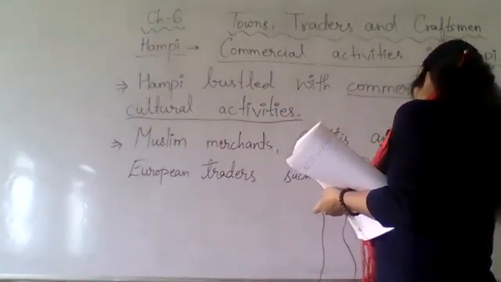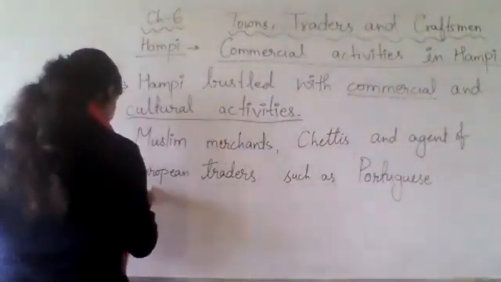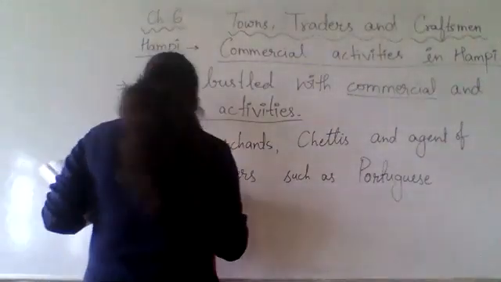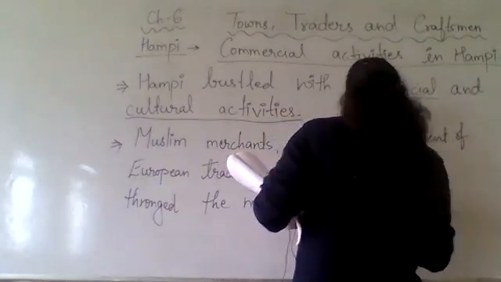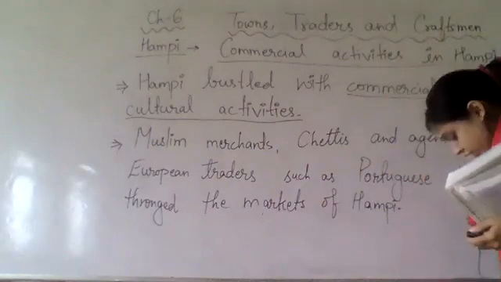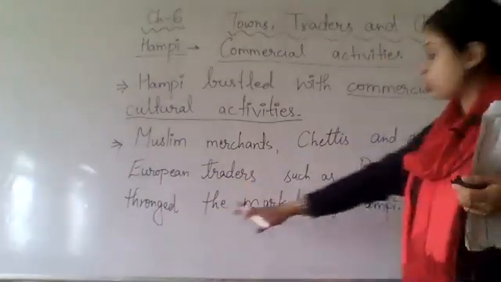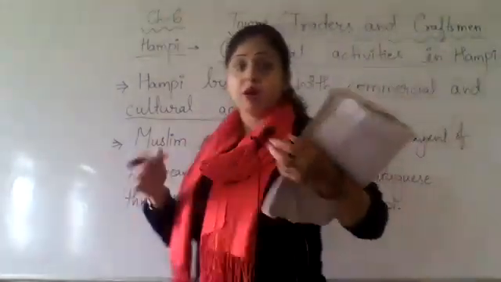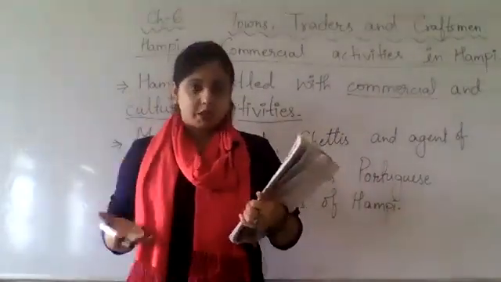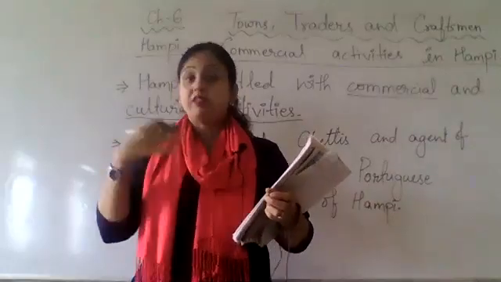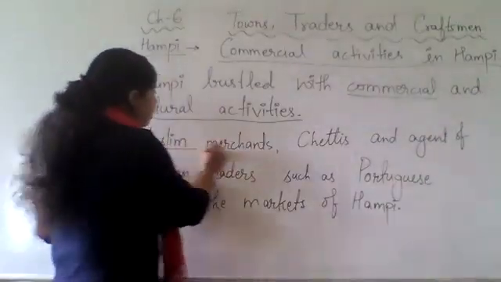Portuguese. So if you see these Portuguese markets of Hampi. So if you see this sentence, Muslim merchants, chettis and agents of European traders such as the Portuguese from the markets of Hampi. So all these merchant groups, the traders community, they actually came and they developed and enhanced this market of Hampi, the trade of Hampi. Okay, now if you see, by this you can understand Muslim merchants were also there.